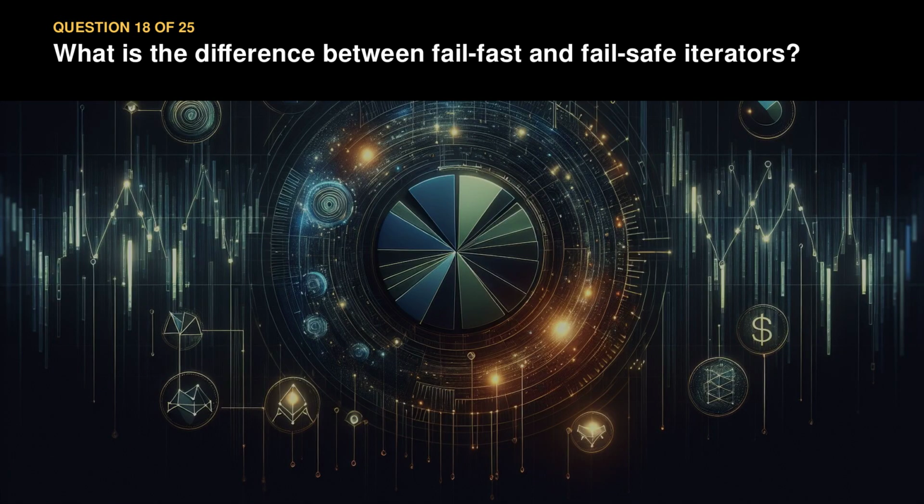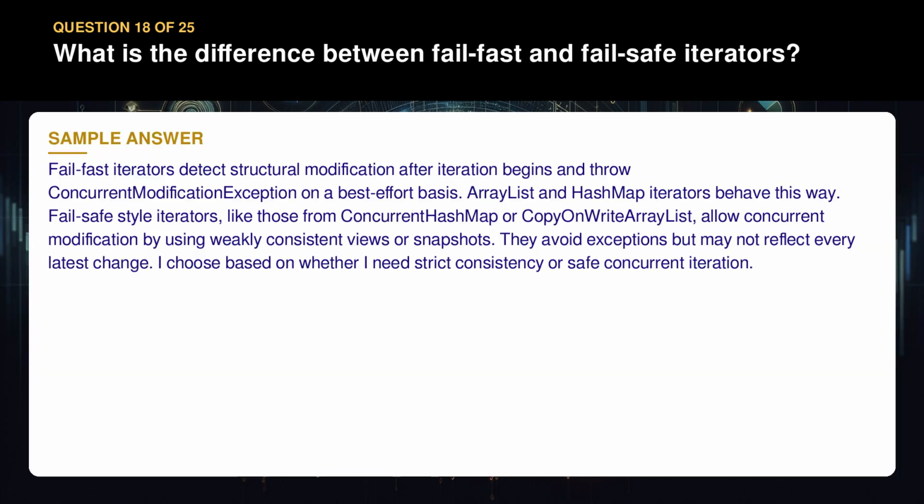Question 18. What is the difference between fail-fast and fail-safe iterators? Fail-fast iterators detect structural modification after iteration begins and throw ConcurrentModificationException on a best effort basis. ArrayList and HashMap iterators behave this way.